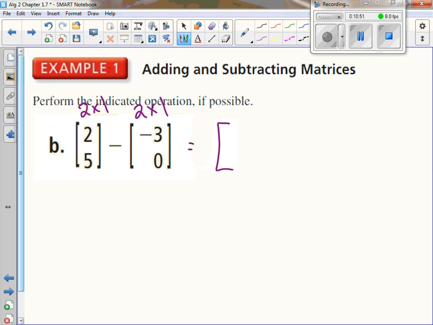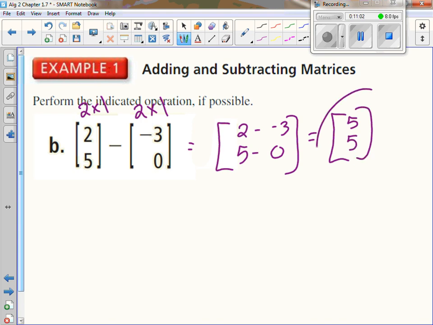So what we're going to have is 2 minus 5 minus 0, add 5. That's it. That's all we have to do for this here. Any questions on this so far? Are we good?